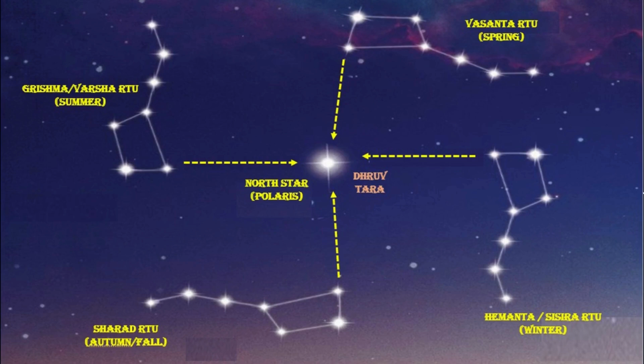At the center of the cosmic rotation of Ursa Major lies Polaris, the Dhruva Tara. Unlike other stars, Polaris remains almost fixed in the northern sky. Ancient seers saw this as the cosmic axis, the still point around which the heavens revolve.